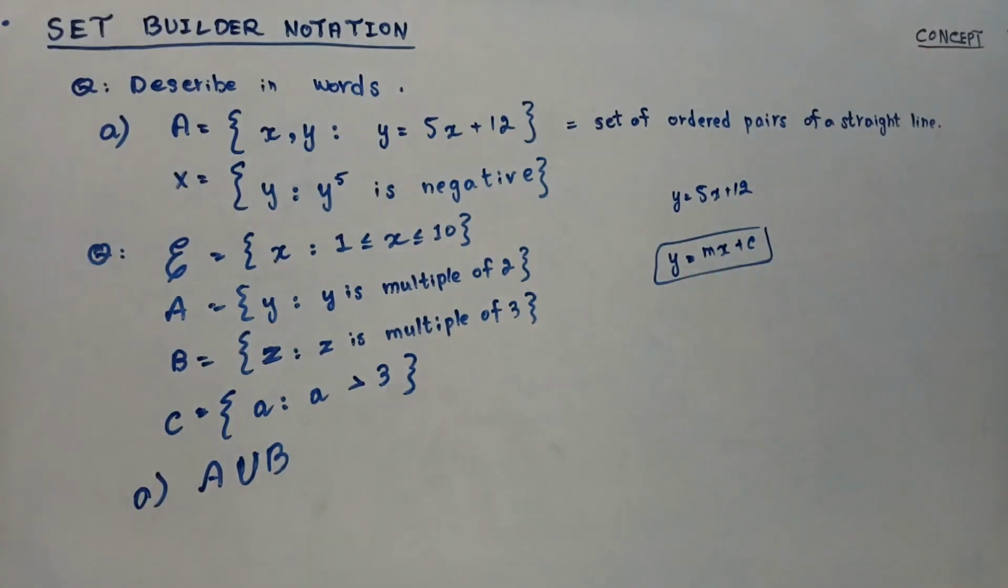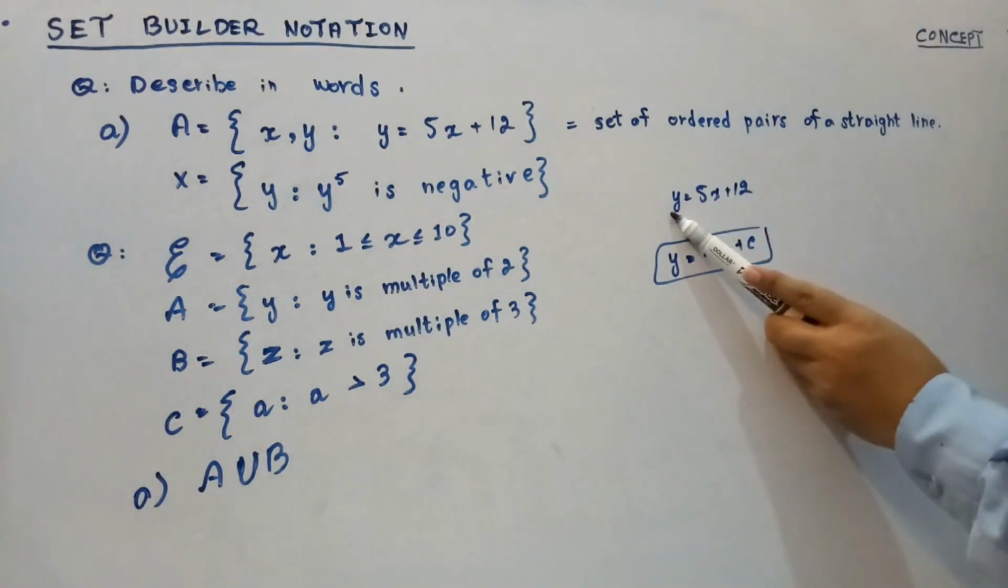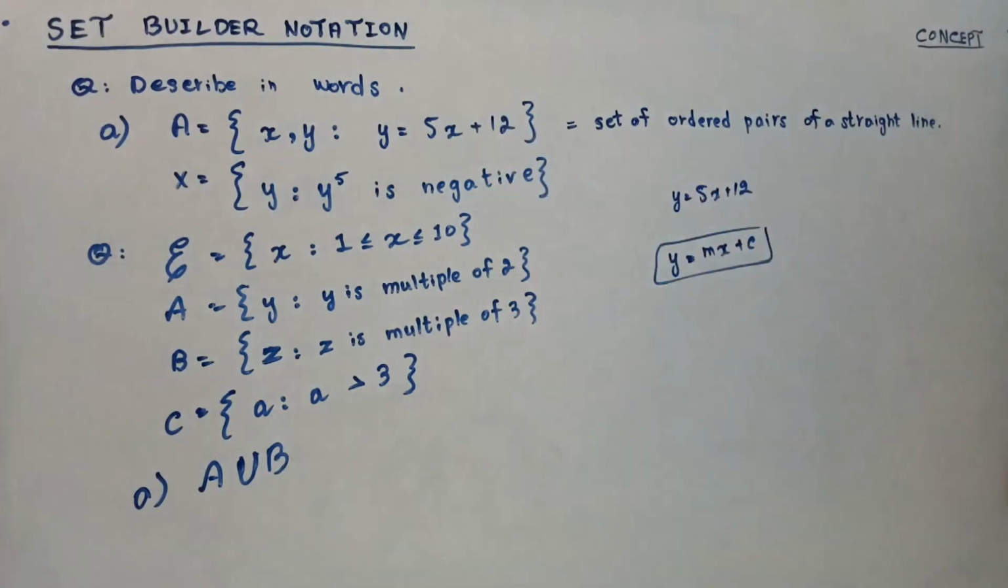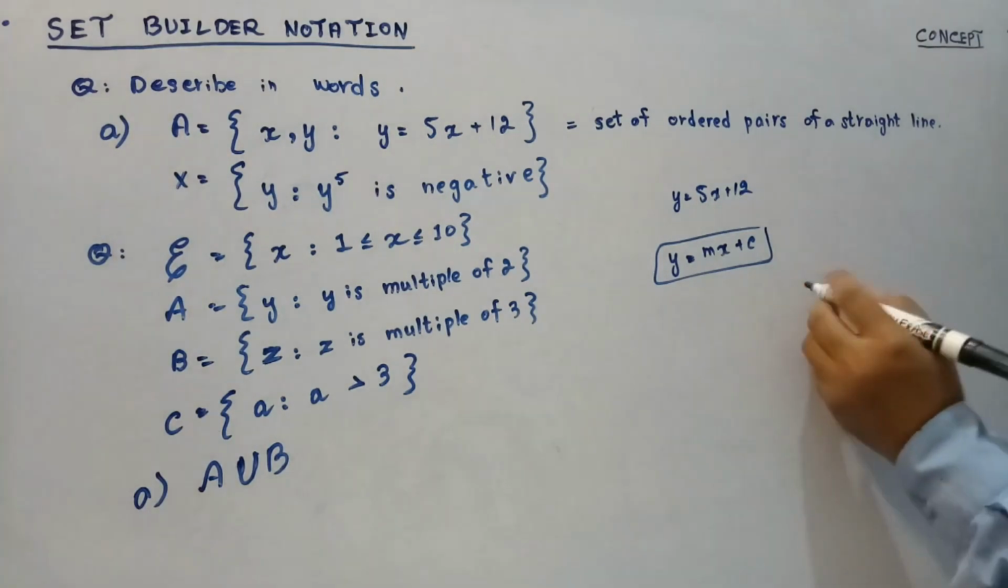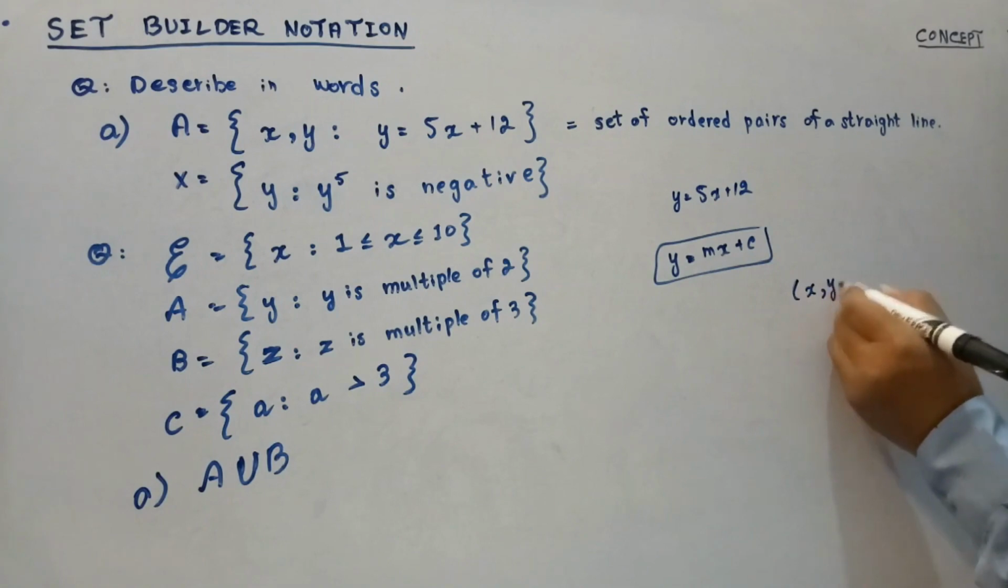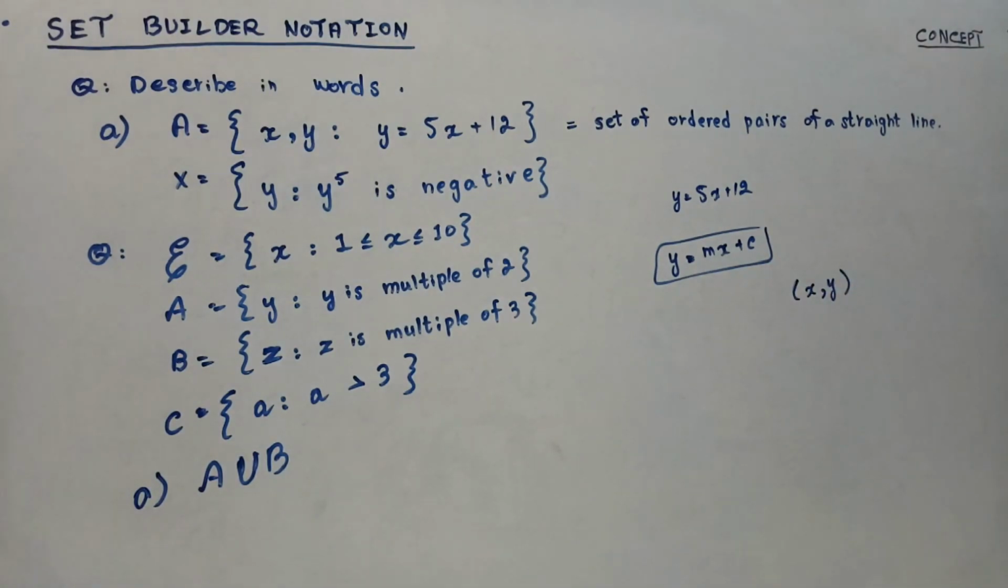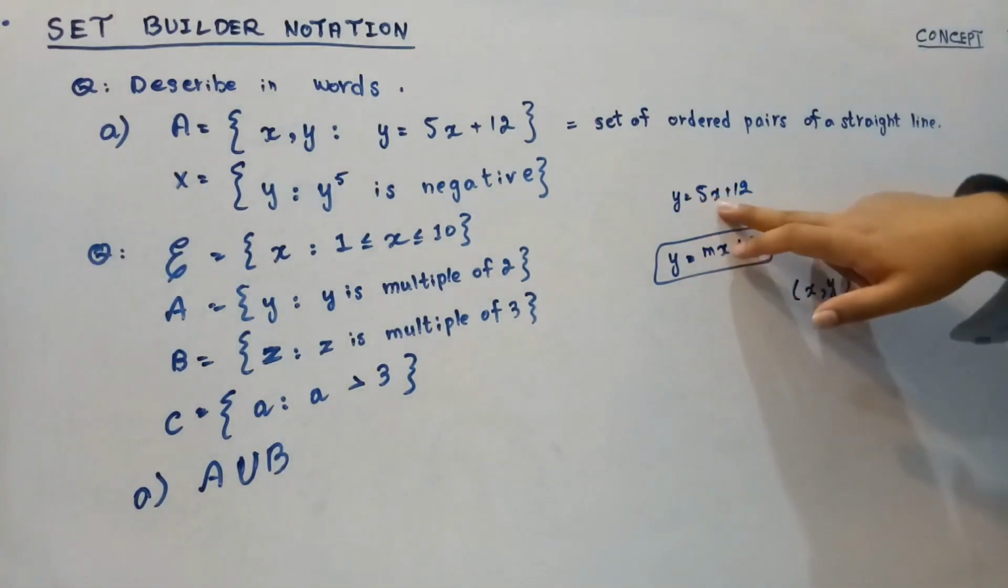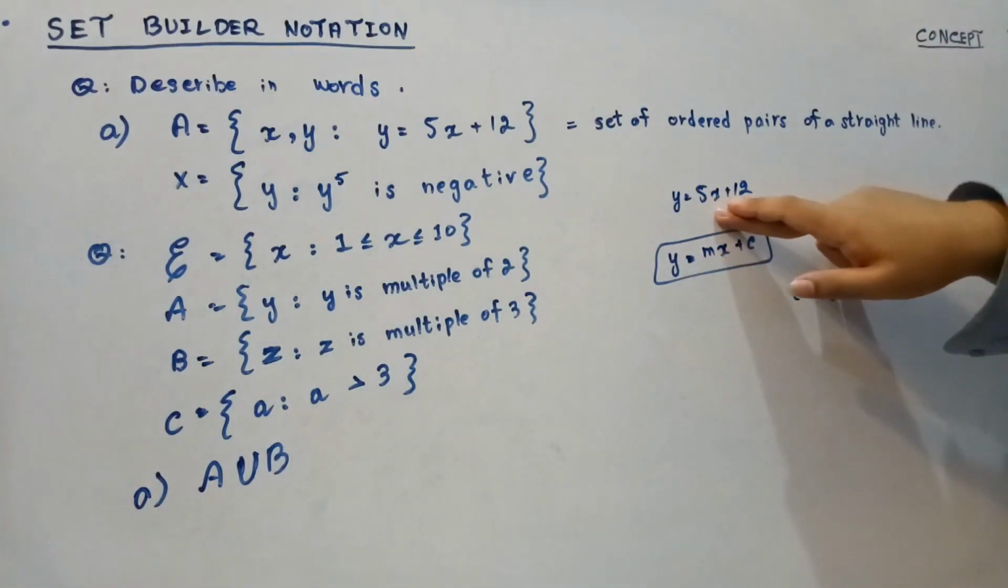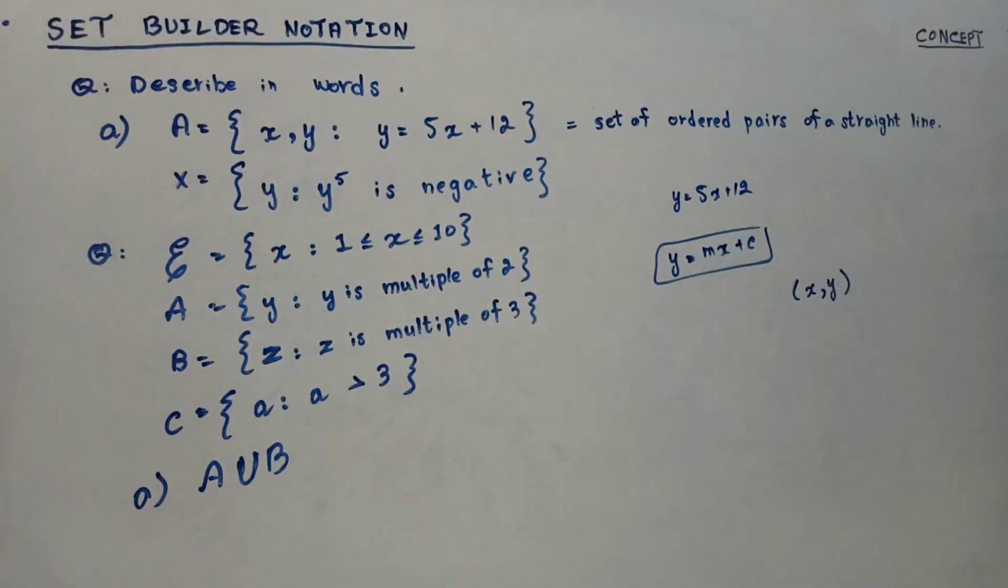Y is equal to mx plus c, and here we have the ordered pairs. The value of m is given to us, and we have only the elements x and y. So we can say it is a set of ordered pairs. Actually, I can say that here we have x and y, the ordered pairs of a straight line. It means that if we put any value of x here, we will get the corresponding value of y. This is called the ordered pair.